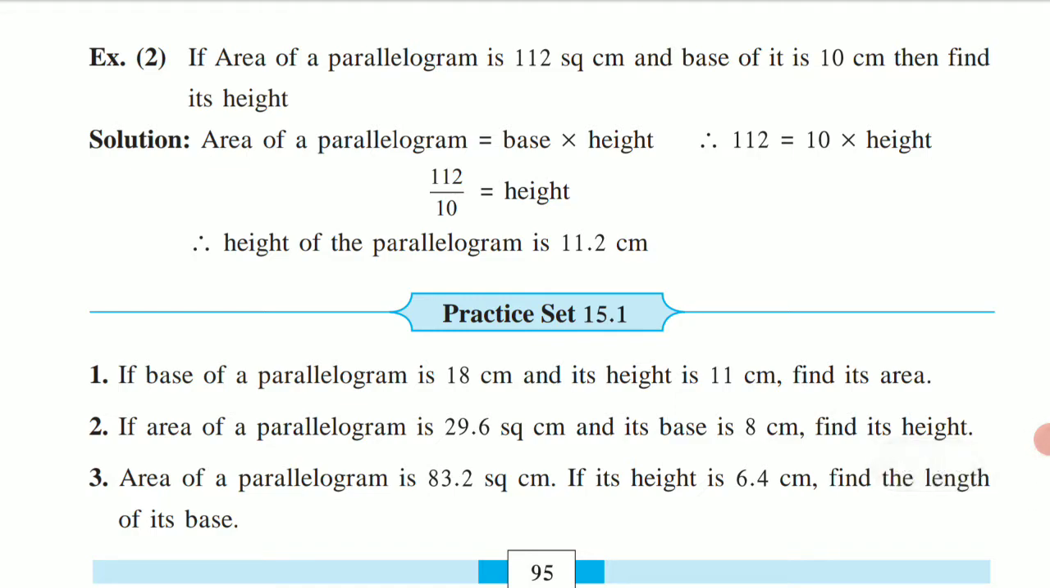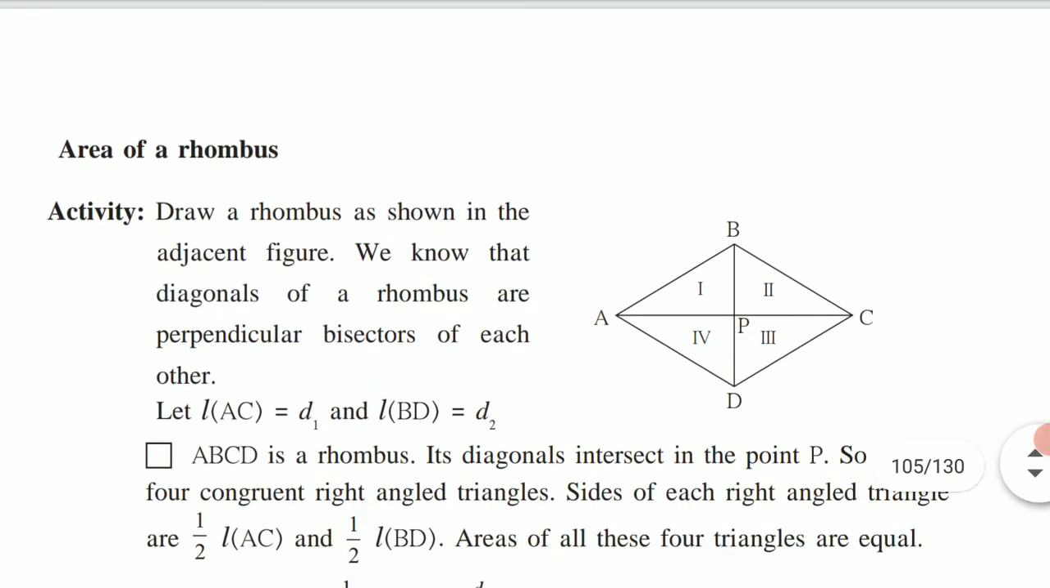Second, if area of parallelogram is 112 square centimeter and base of it is 10 centimeter, then find its height. Area of parallelogram is equal to base into height. Therefore, 112 is equal to 10 into height. 112 upon 10 is equal to height. Therefore, the height of the parallelogram is 11.2 centimeter. The practice set 15.1, based on this formula, we can solve in your notebook.